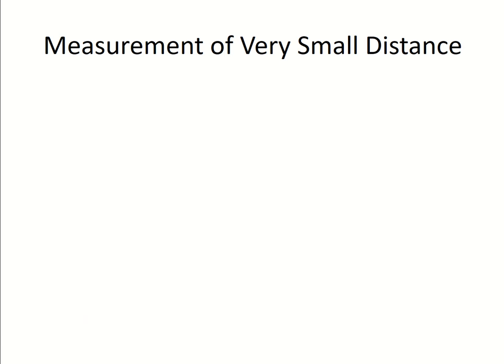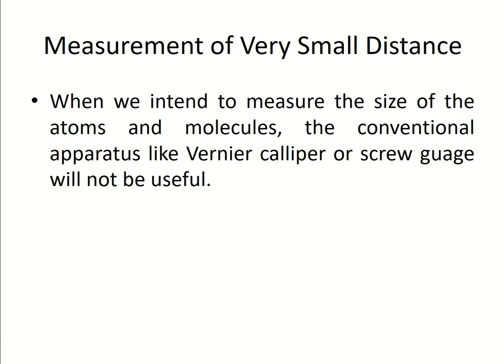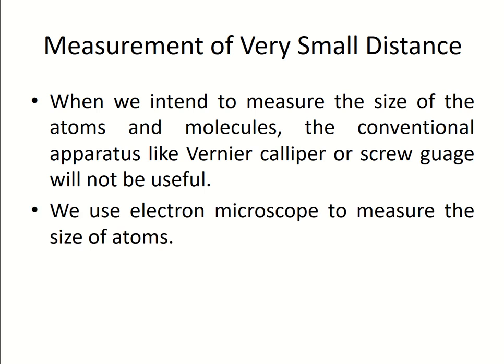Next, measurement of very small distance. Parallax method is definitely not required. We have meter scales for measuring small distances. We even have vernier caliper and screw gauge. They give you very precise measurement up to 3 to 4 decimals. But let us say we have very small particles like molecules, atoms, protons, how do we measure them? For that we use an electron microscope to measure the size of atoms. With this we'll stop here and see you all in the next session.